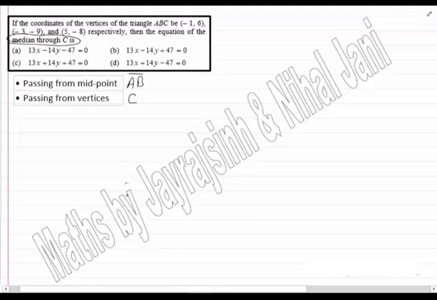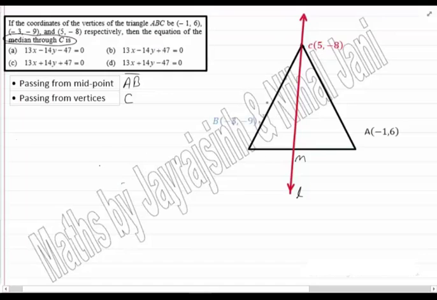Okay, now let's draw the figure so you can visualize properly. Here we have our figure. Our median L is passing from point C, the first point, 5 minus 8, and we need to find the midpoint of BC, right? Okay, it's an easy task. Just add the x coordinate by 2, so minus 3 minus 1 by 2, and total of the y coordinate by 2, minus 9 plus 6 by 2. So the midpoint is minus 2 and minus 3.